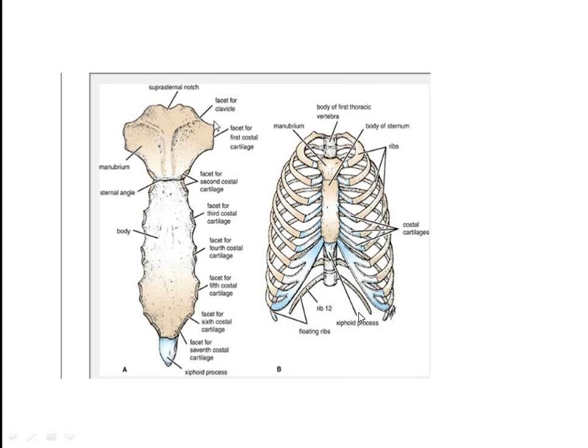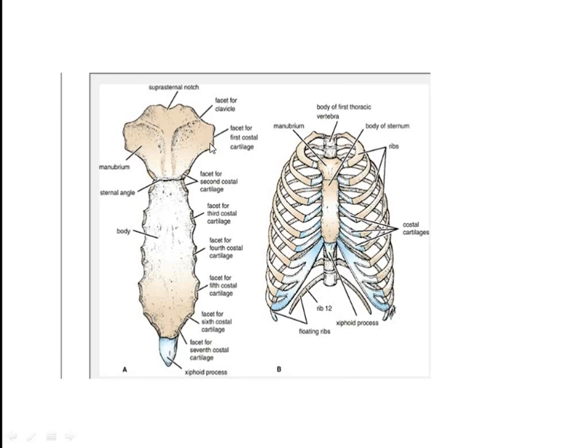The sternum articulates laterally with the costal cartilages. Above, it has a facet for articulation with the clavicle; we discussed the sternoclavicular joint in the upper limb. Today we are concerned with the thoracic cage.